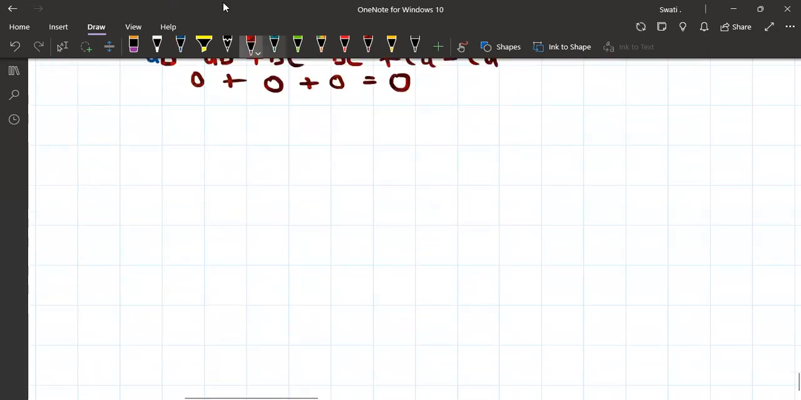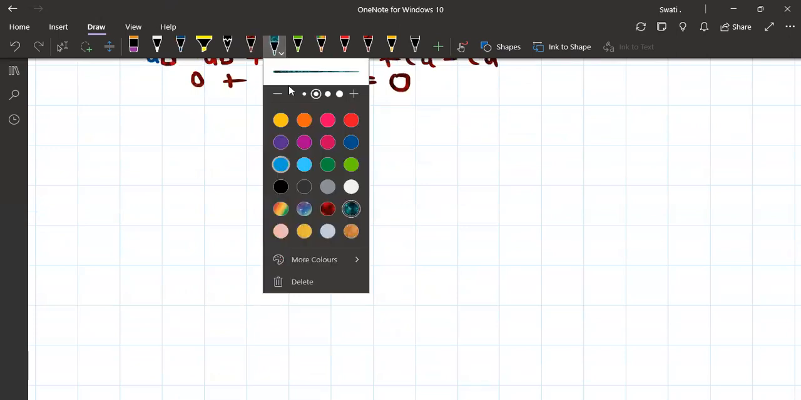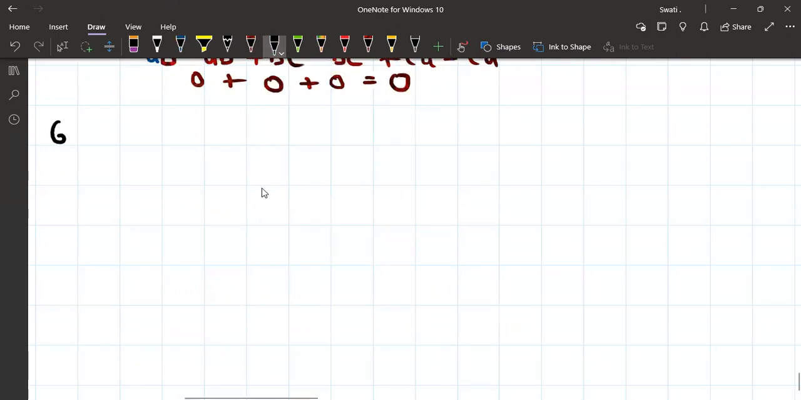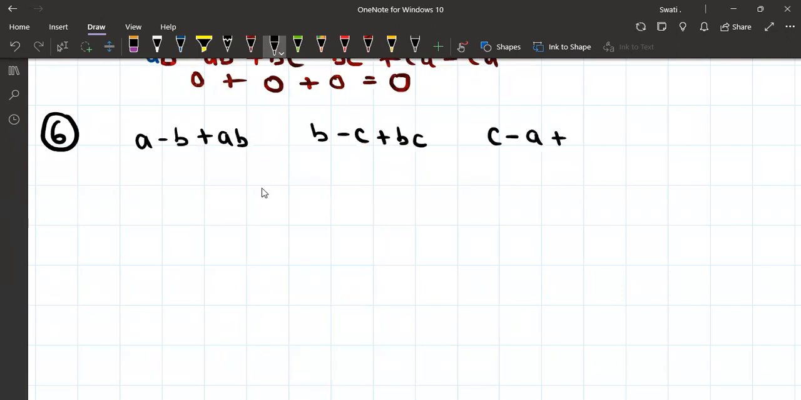So now we can move to the next question, and that is our sixth question. So let's do that. In the sixth question, we have to add a minus b plus ab with b minus c plus bc with c minus a plus ac. Remember, in addition, we don't have to follow any order. We can write down anything anywhere. Now we have to add them. So let's write down the addition sign. And now let us simplify this.